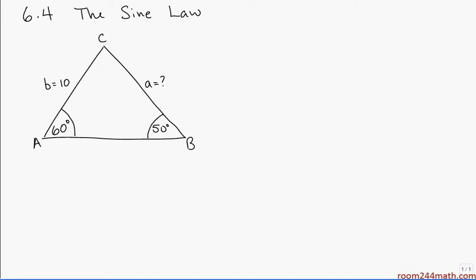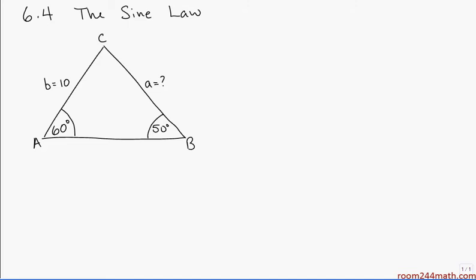Side b, remember the convention for labeling. The uppercase letters are for the vertices or the angles. The lowercase letters are for the sides. And side b is always opposite angle B. So in this case, lowercase b is 10. That means side b is 10. And we're looking for lowercase a. In other words, we're looking for the length of side a.